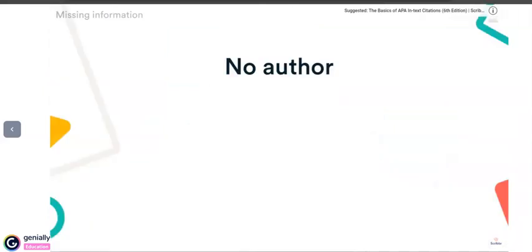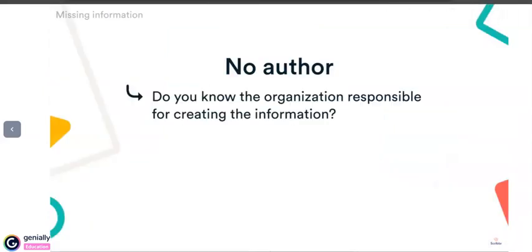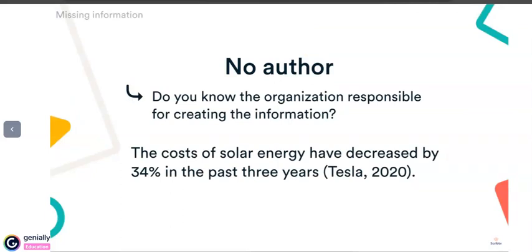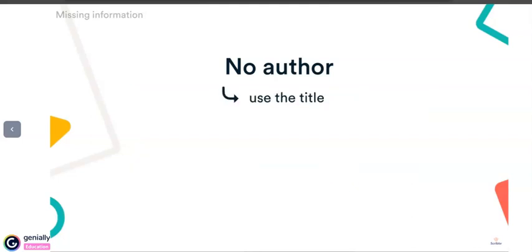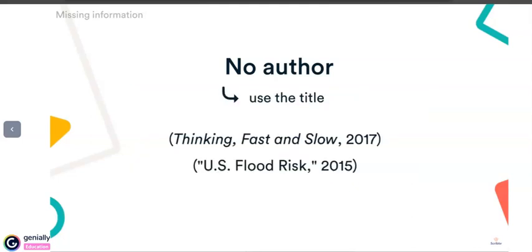What if the source you're using is missing some key information? Let's take a look. If the author is unknown, but you know the organization that created it, in this example, it's Tesla, then you should use the organization name. If you don't, then use the title. When using the title, format it the same way as in the reference list, so either in italics or in double quotation marks, and always use title case capitalization. If the title is long, it's shortened in the in-text citation.